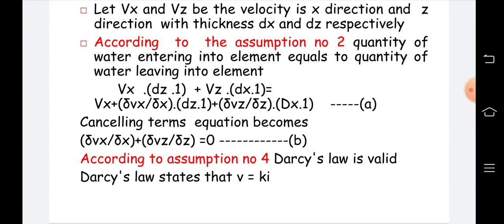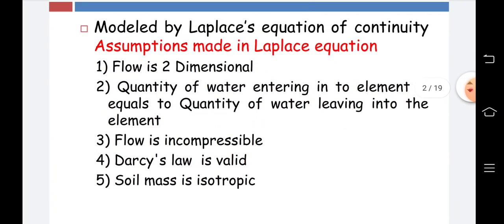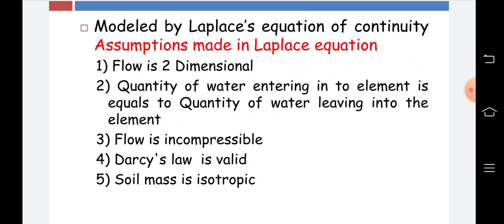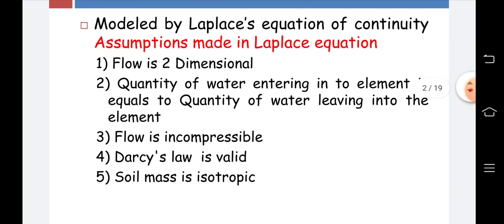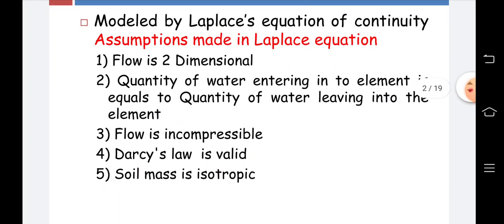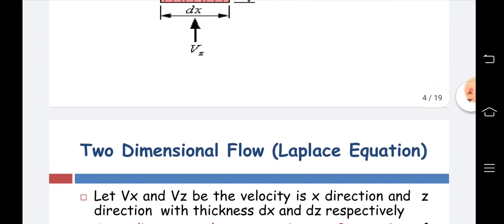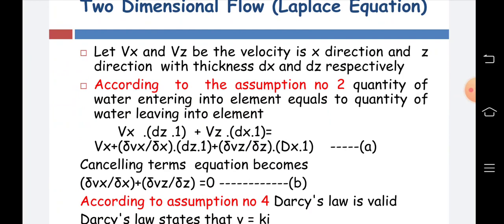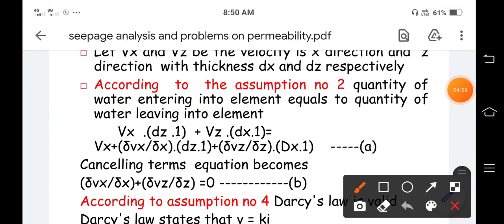So while solving, we use all the assumptions made by Laplace. According to him, the first assumption is that flow is two-dimensional. The second assumption is that the quantity of water entering the element equals the quantity of water leaving the element. So now we are using the second assumption.